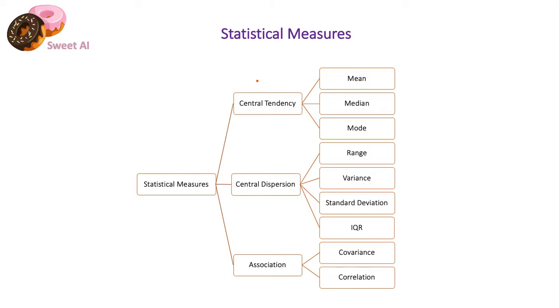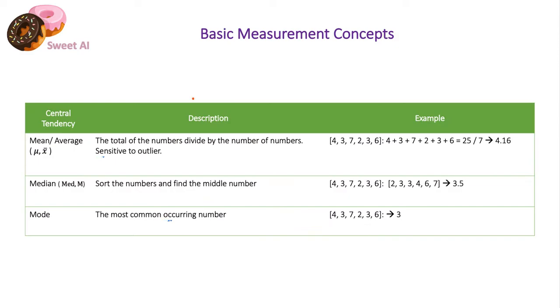So, statistical measures. We need to measure statistically our data set, the data points that we have. And there are different measures like central tendency, dispersion, and association. Central tendency has different methods like mean, median, mode. Dispersion has range, variance, standard deviation, and IQR, and association has covariance and correlation. These are the most popular ones that we talk about here. So let's talk about them in more detail.